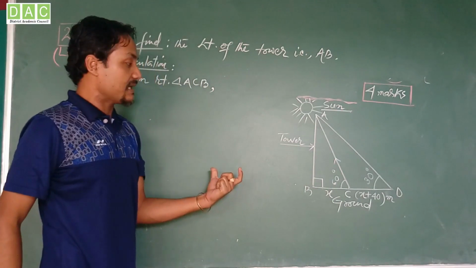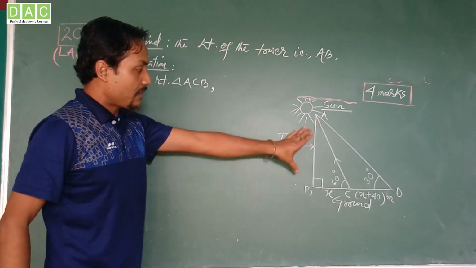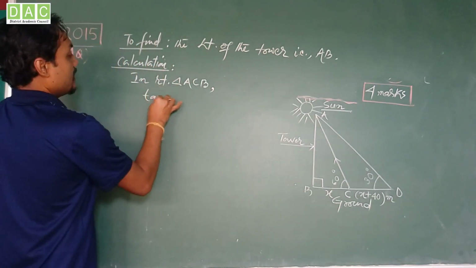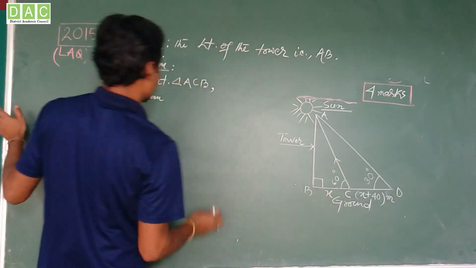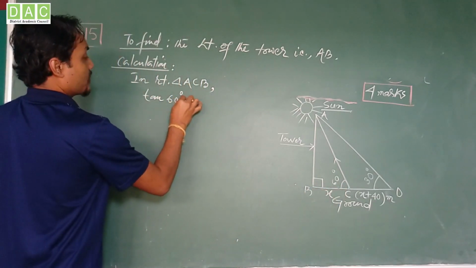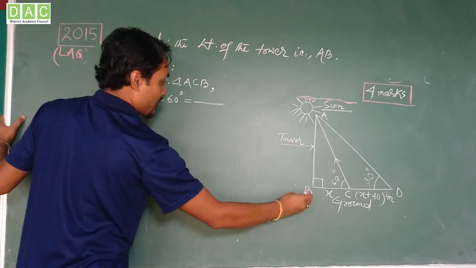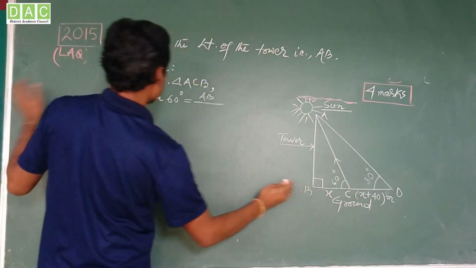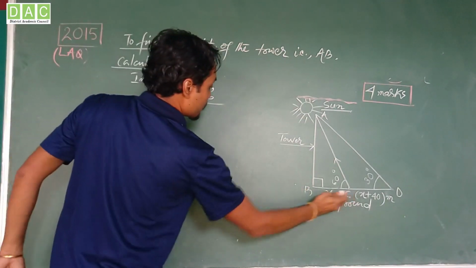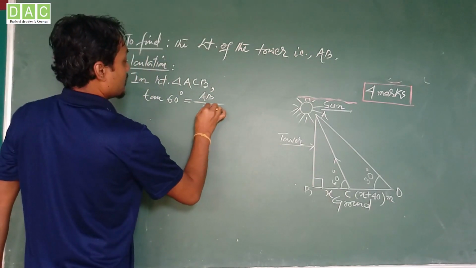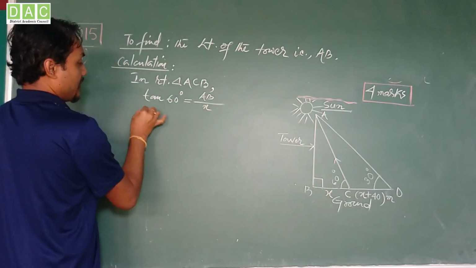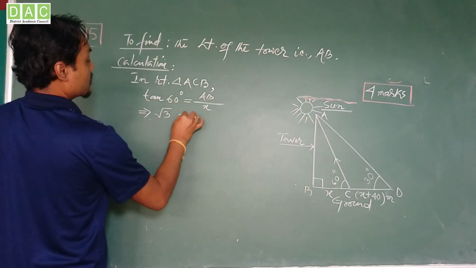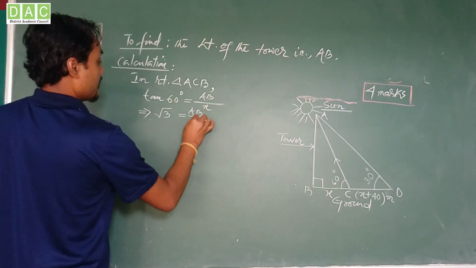So what is the relation, or what is the ratio? Perpendicular by base, you know that. So here we can write tan theta. What is the theta? That is the angle of elevation. Tan 60 degree is equal to perpendicular, that means the height of the tower, that is AB, by base, this part BC. Since it is a right angle triangle, we consider it x. Then we write the value of tan 60 degree. Tan 60, you know that, root 3 is equal to AB divided by x.